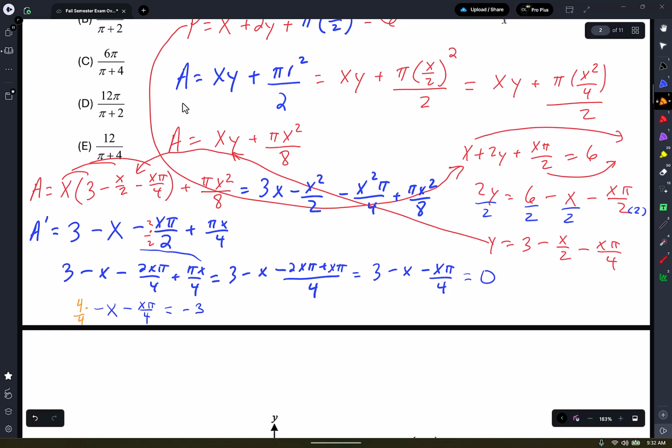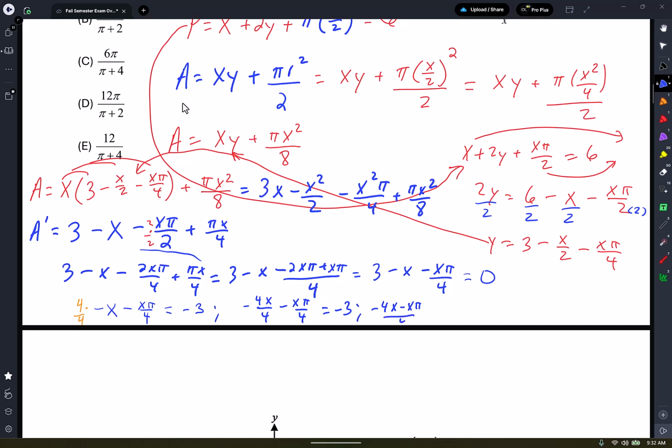I want to make sure that I'm not making any mistakes here. So let's see. We have negative 4x over 4 minus x pi over 4 equals negative 3. Are we still okay? Well, I'm going slow. I am going to factor right here. Negative 4x minus x pi over 4 equals negative 3. We're still okay, guys? I'm just going really slow.